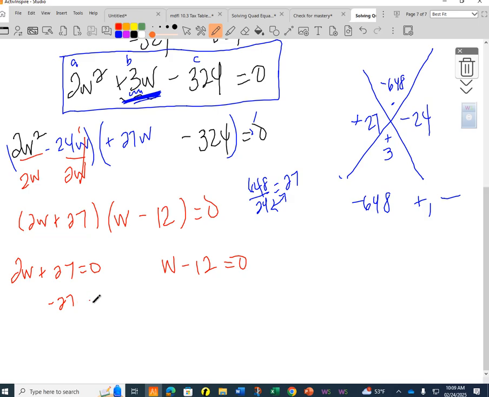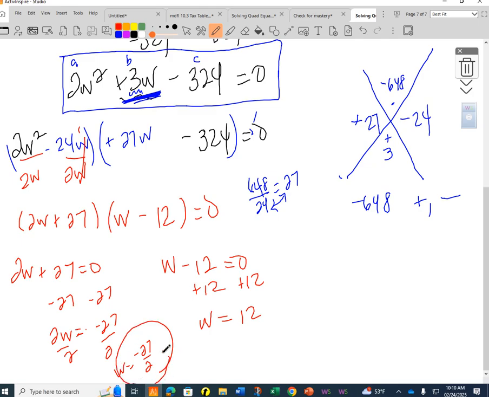Yes. And then we're going to divide both sides by 2. So W equals negative 27 halves, and we can leave it just like that. Add 12 to both sides. The width equals 12. So we have two answers here.